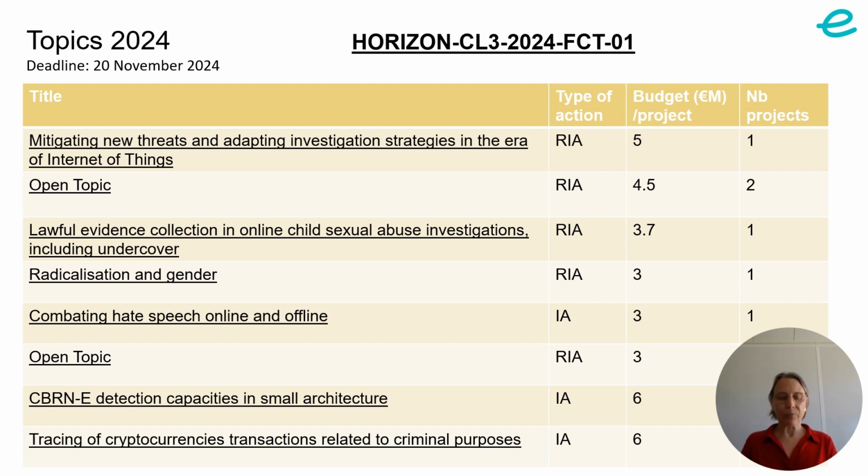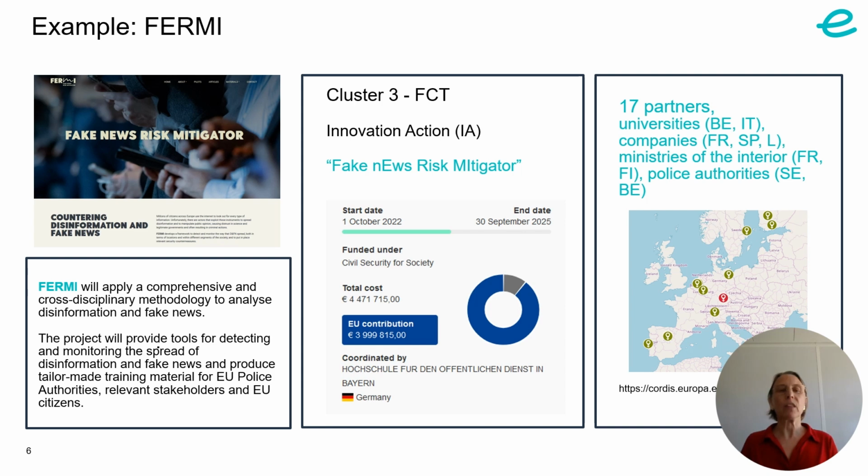Because lately there were many attacks on small architectures, it's why they put on this topic. The last one is tracing of cryptocurrency transactions related to criminal purposes, and it's how to avoid that criminals use cryptocurrencies for their illicit transactions.